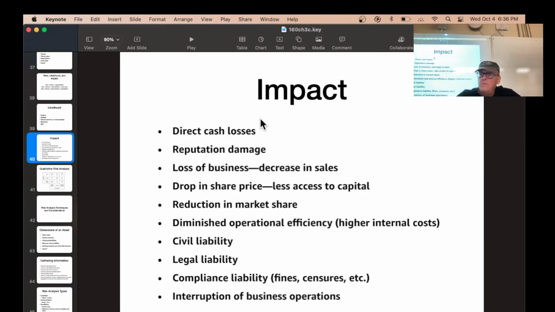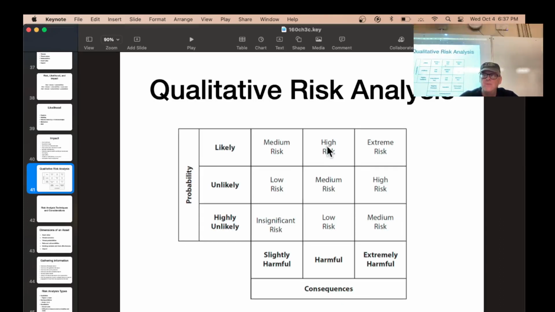So the impact could be direct loss of cash if they manage to steal money from your accounts, reputation damage, loss of business, reduction in market share, higher internal costs as you have to implement more cumbersome processes to run more securely, legal problems, from liability if you get sued to compliance fines, and a period of interrupting business and so on. These are all various forms of impact on your business. Those equations sound nice, but in fact you can almost never calculate these things numerically. All you can really do is typically qualitative risk analysis.